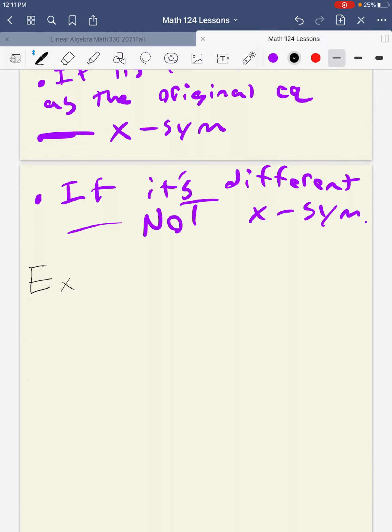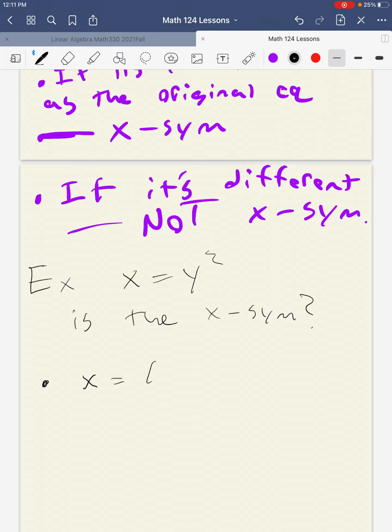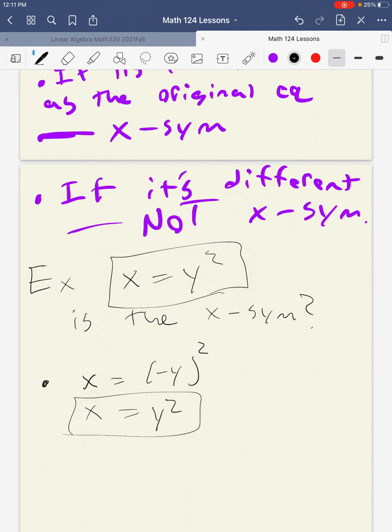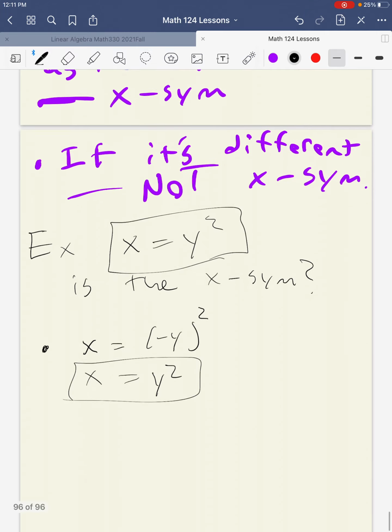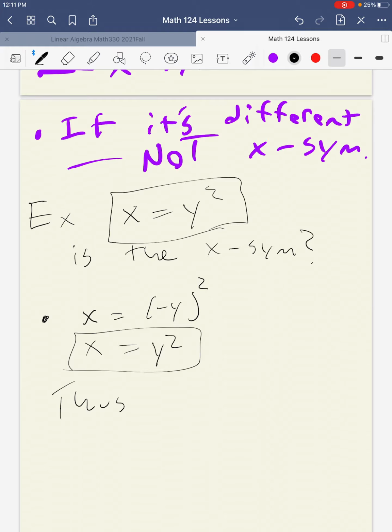Okay, some examples. x equals y squared. Is this x symmetric? Well, we just take this equation and replace any y with a minus y, and then simplify. So if we square a minus sign, it goes away, and we're left with x equals y squared, which is the original equation, and thus it is symmetric about the x-axis.